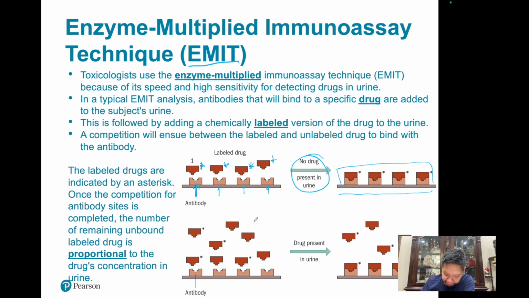But if there is any drug present in the urine, so just regular drugs, not the drugs labeled by us so we know it came from us, then they compete for the antibody sites. And so what you'll see is half of the antibody sites get labeled with drugs that are labeled, and the other half will be attached with unlabeled drugs. And those unlabeled drugs are drugs that were present in the urine because the suspect or whoever was getting drug tested actually had illegal drugs in their system. So that's how you do the EMIT assay.